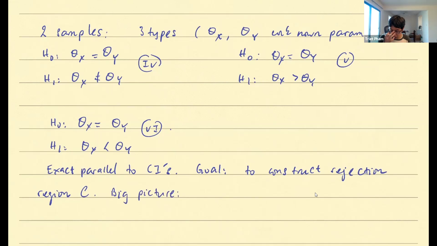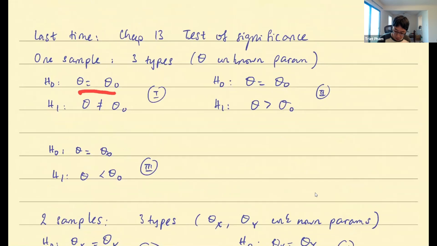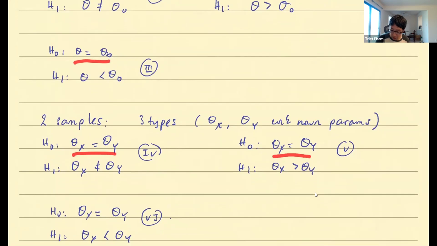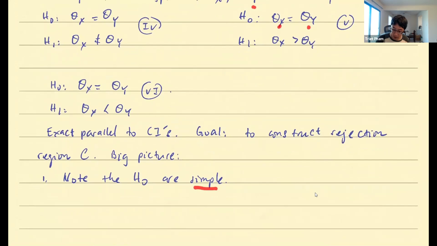First note that the null hypotheses are simple, including here, actually. So here it's clear that the null hypothesis is simple. While here, it may not seem like the null hypothesis is simple because you did not really nail down what the values of theta x and theta y are. You just say that these 2 parameters of these 2 populations are equal. But we'll see why they're simple.